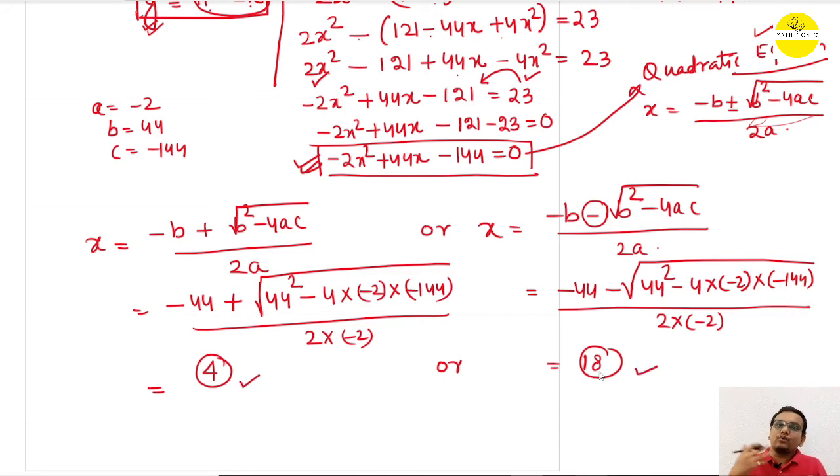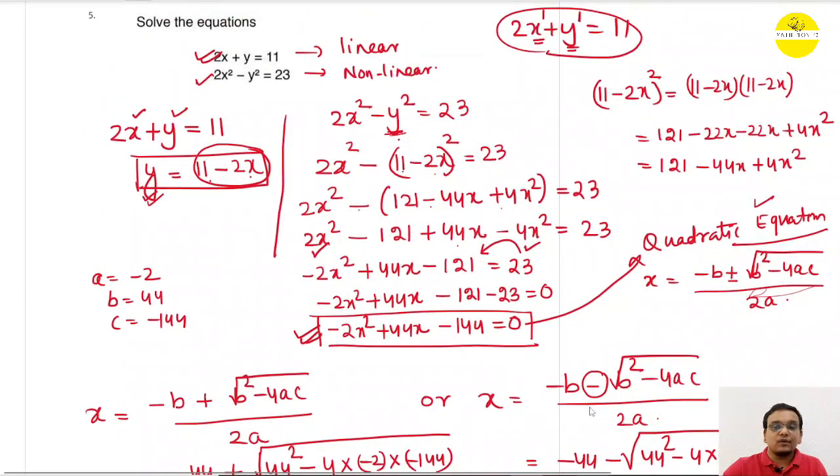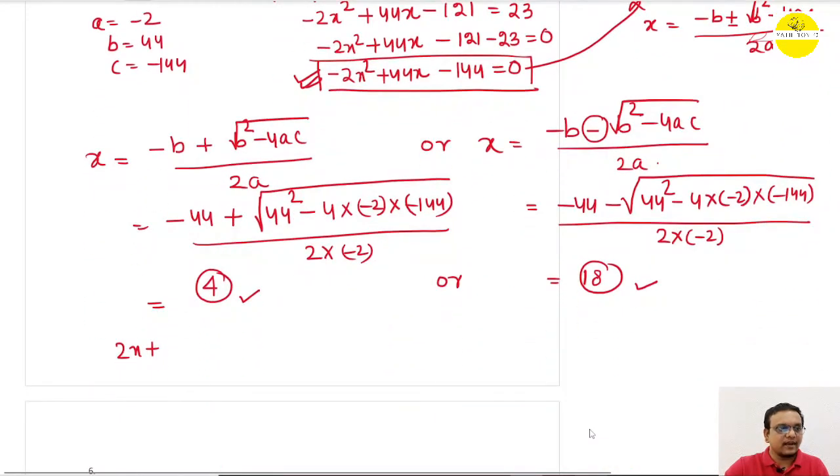That means I'm going to get two values of y also, because if I put 4 instead of x, I get one value of y, and if I put 18 instead of x, I'll get one value of y. So how to solve this? We have two equations. Better to put it in which equation? The linear equation, right? That will be easy to solve. We have the equation again: 2x plus y is equal to 11. I'm writing here 2x plus y is equal to 11. So 2 times.